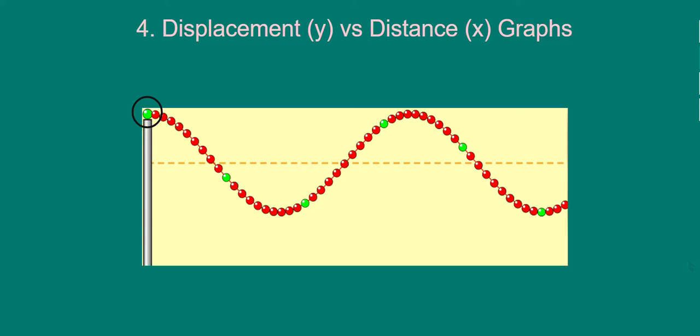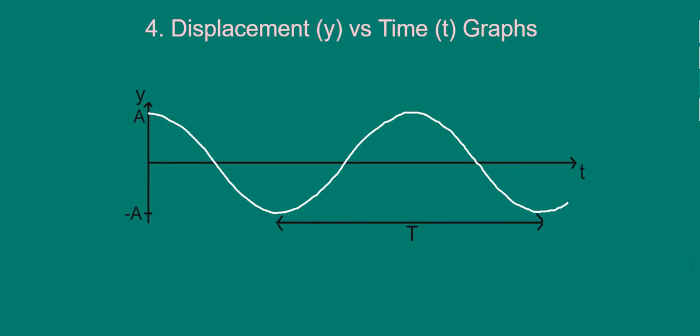We can ask how its displacement changes with time. A displacement versus time graph is the natural way to depict this information. We now have time, represented by the variable t, running along the horizontal axis. Recall that capital T is the time period, the time it takes for a particle to complete one cycle or oscillation. Mathematically, this graph again corresponds to a cosine function, but with time and period replacing distance and wavelength.